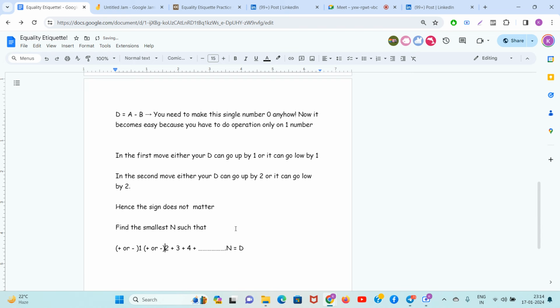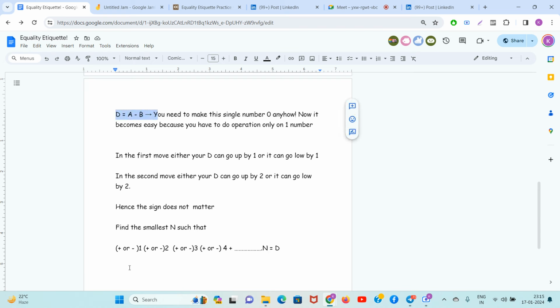I hope you got what I'm trying to say. Either plus or minus of the second guy. This is a very deep question, but it's very interesting. Either plus or minus of the third guy, either plus or minus of the fourth guy. Like this, you have to do till n. N should be a smaller number, then it will be a small number of operations, right? That should be equal to d. Is the final question clear to everyone? First you will calculate the d, okay?